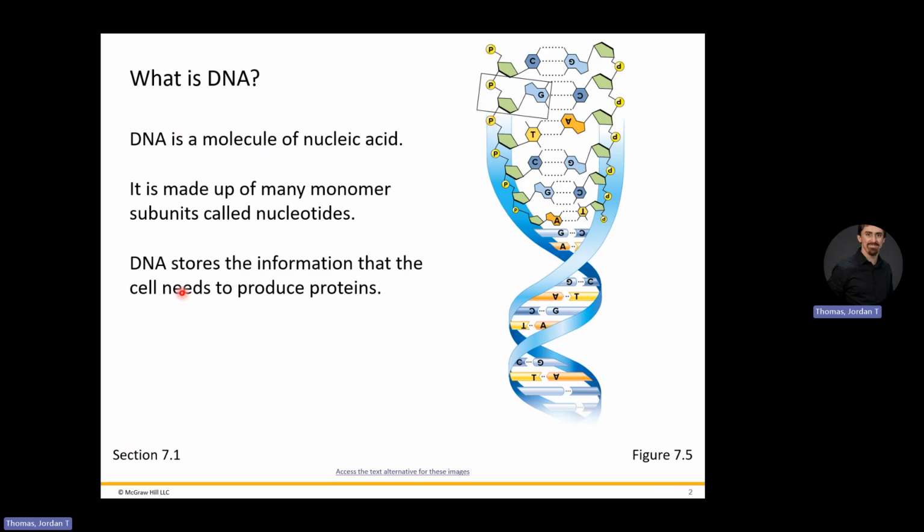The big function of DNA is that DNA stores the information that the cell needs to produce protein. It is the cookbook for the cell. It has all the instructions the cell needs to make all the proteins it has. So when a cell needs a certain protein, it's going to look at DNA, take these letters, and find the instructions to make that specific protein it needs.